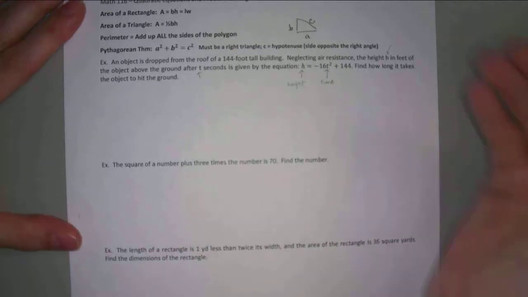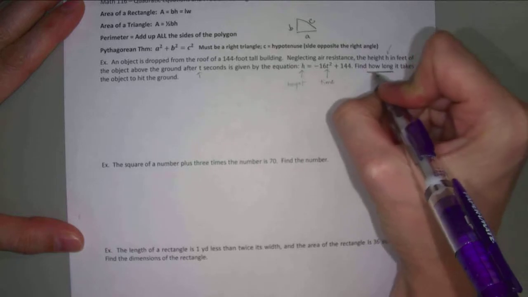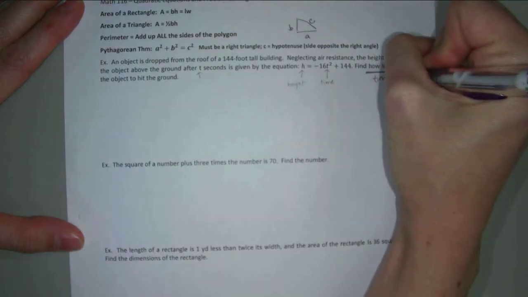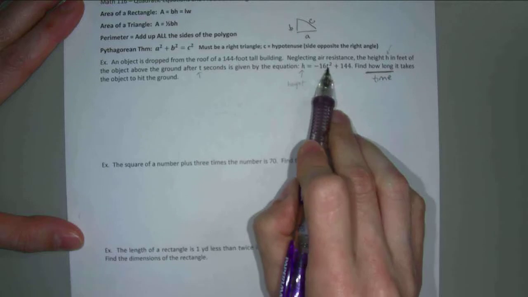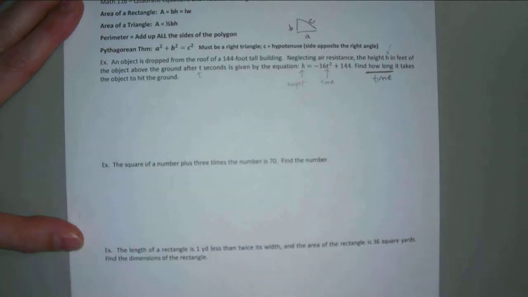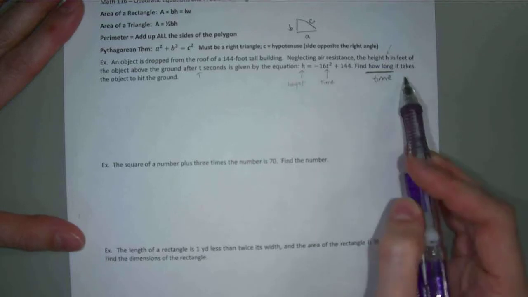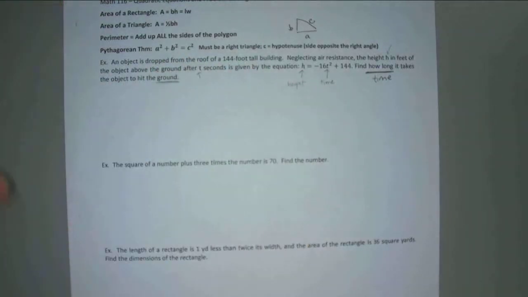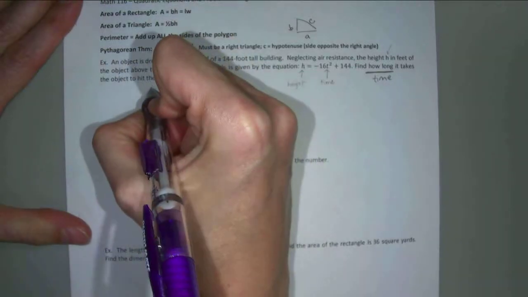It says find how long. So what is it asking us to find? The time, right? It's asking us to find t. So somewhere in here it told us the height, but it's kind of hidden, okay? It says find how long it takes the object to hit the ground. Well, how high off the ground are you if you're hitting the ground? How many feet? h would be what?